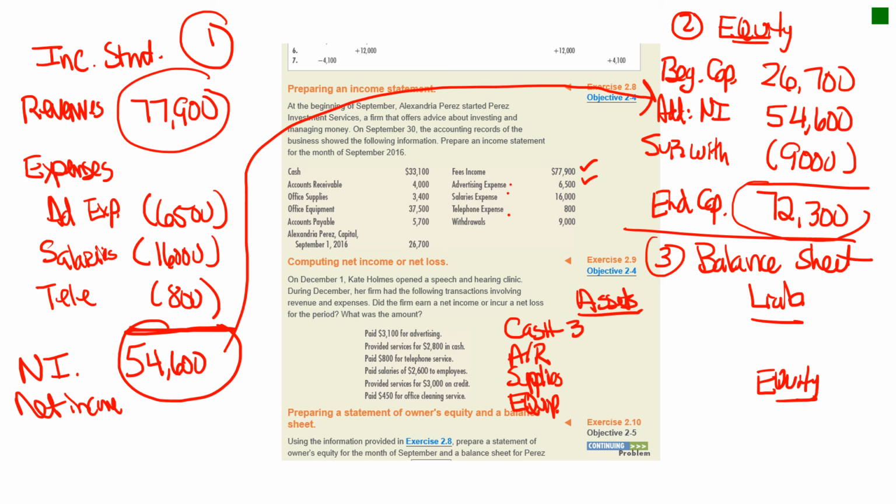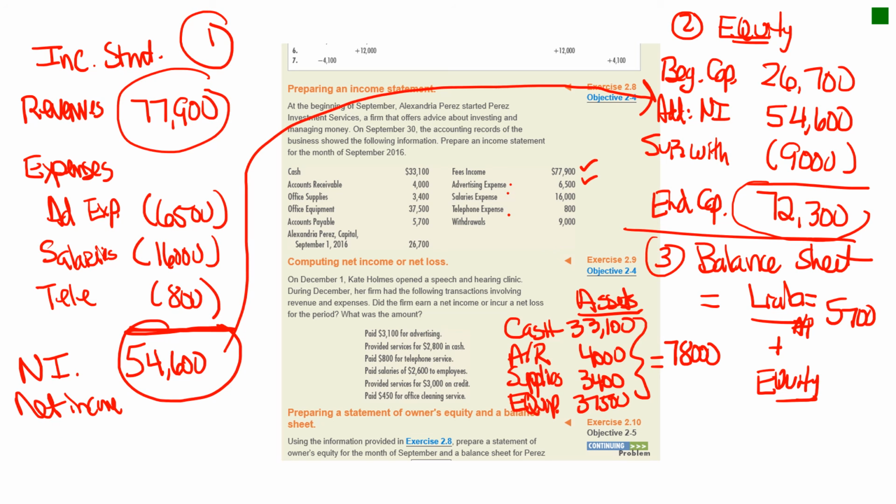So you have $33,100 of cash, you've got $4,000 in accounts receivable, you've got $3,400 in supplies, and you've got $37,500 of equipment. So if you add up your total assets, you get $78,000. And remember that your assets have to equal your liabilities plus your equity. Now, your liabilities in this case consist of accounts payable, which is $5,700. So I'm going to squeeze in AP, which is $5,700. That's your liabilities, and that's the only one.